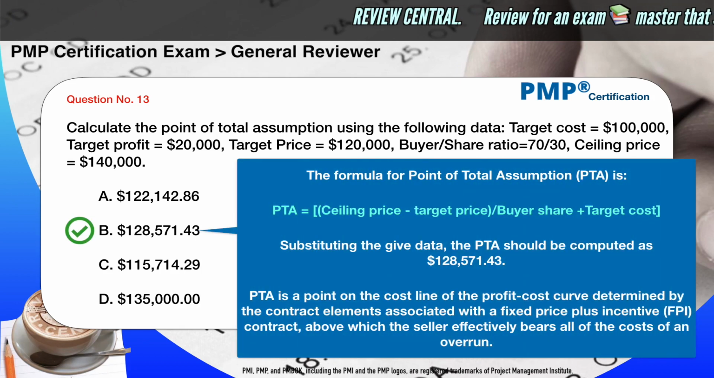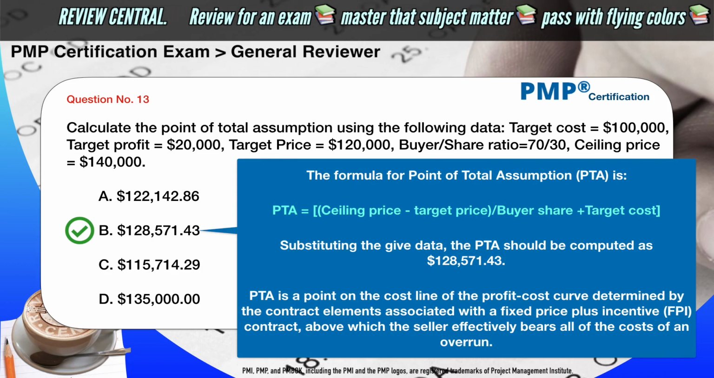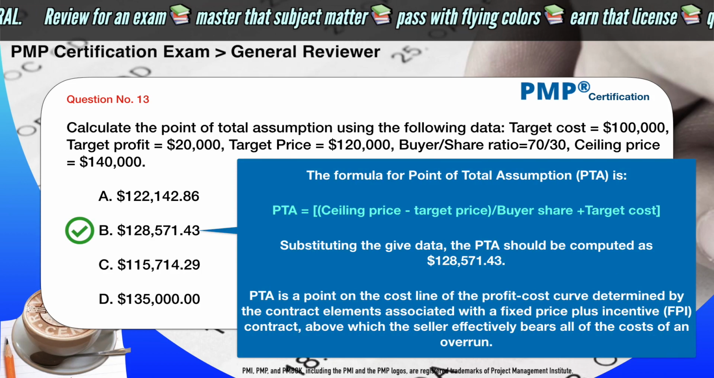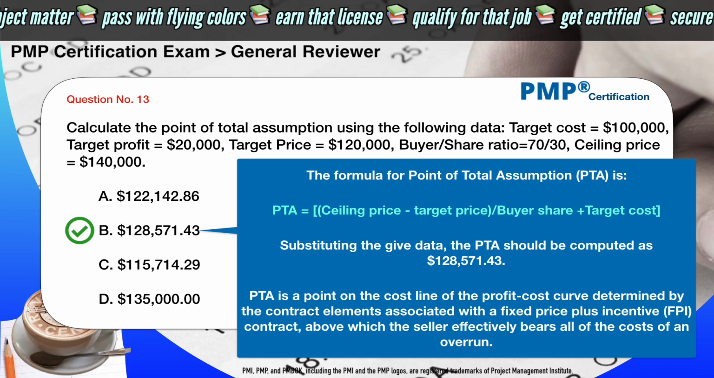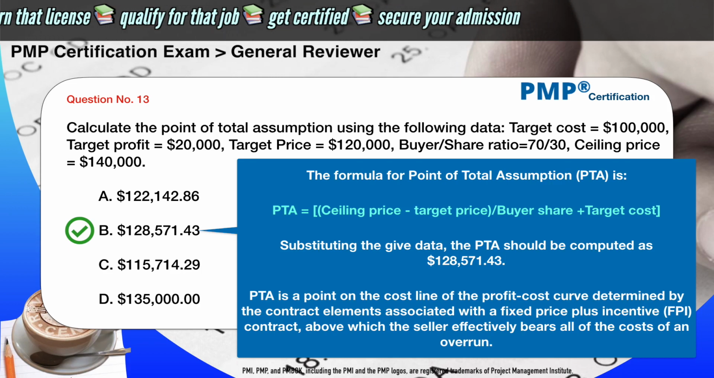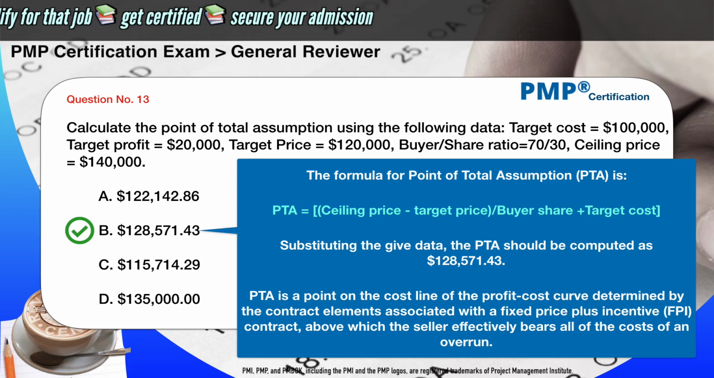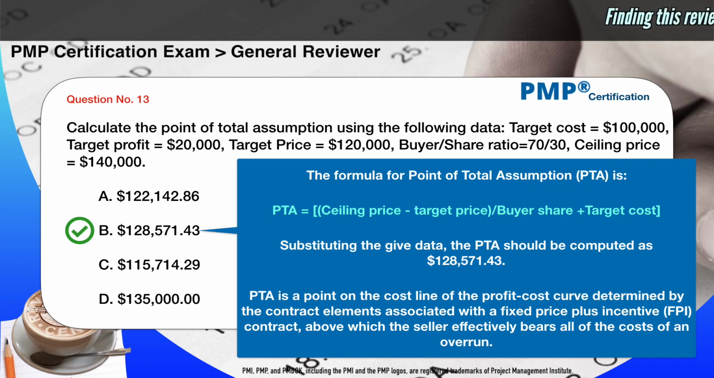The correct answer is B. $128,571.43. The formula for point of total assumption, or PTA, is PTA equals the quantity, ceiling price minus target price, divided by the quantity, buyer share, plus target cost. Substituting the given data, the PTA should be computed as $128,571.43. PTA is a point on the cost line of the profit-cost curve, determined by the contract elements associated with a fixed price plus incentive contract, above which the seller effectively bears all of the costs of an overrun.